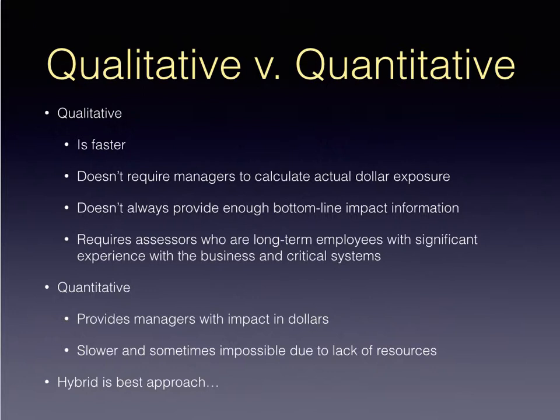Quantitative assessments provide managers with impact in dollars. This is something that managers understand. However, they're slower and sometimes impossible due to lack of resources. So we use a hybrid approach. In a hybrid approach, we start with qualitative assessments, and then we work with management to determine what exactly these values translate into in dollars. I mean, approximately what is the cost to the business if the system is unavailable for some reason or the data is stolen? What is the approximate cost?